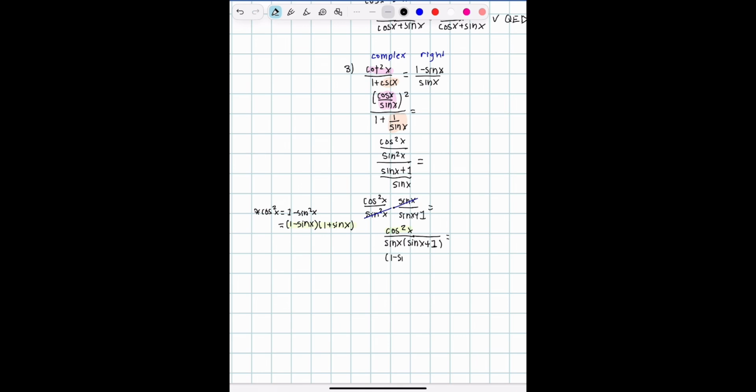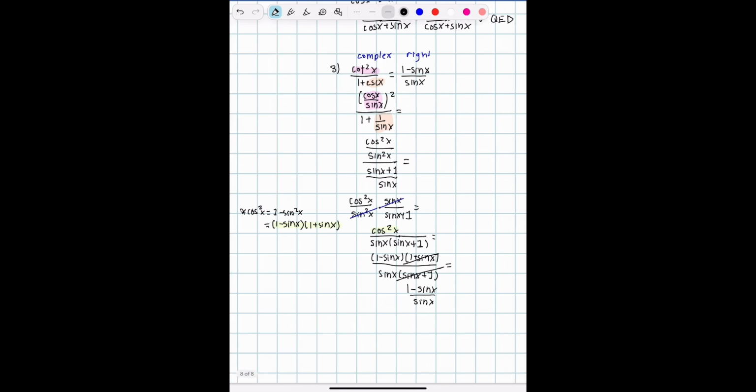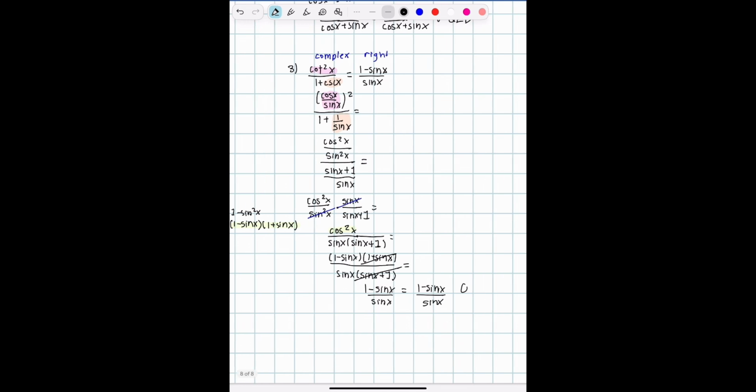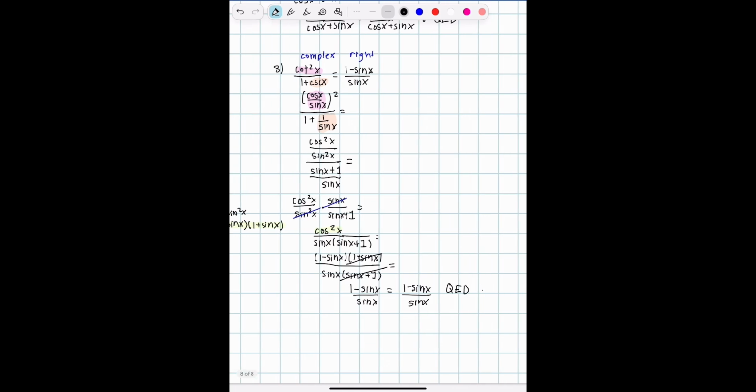So we have 1 minus sine of x times 1 plus sine of x divided by sine of x times sine of x plus 1. And now we can just cancel 1 plus sine of x. Right there, it's just written in a different order. And then you're left with 1 minus sine of x over sine of x, which is equal to the right side. So you have successfully proved that the trigonometric identity is true, and QED, and we are finished.